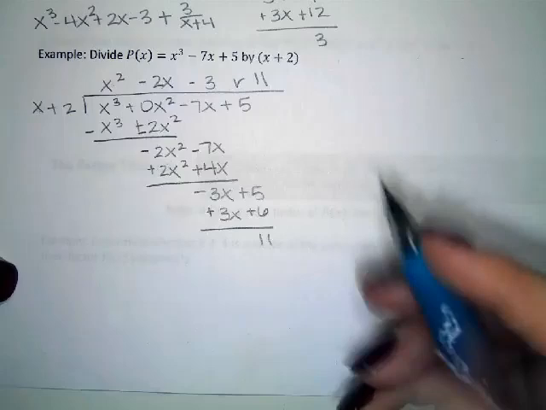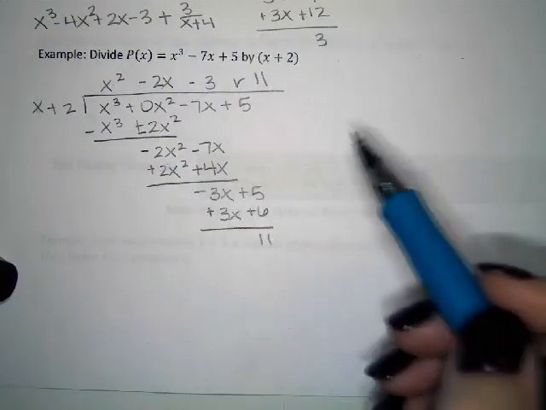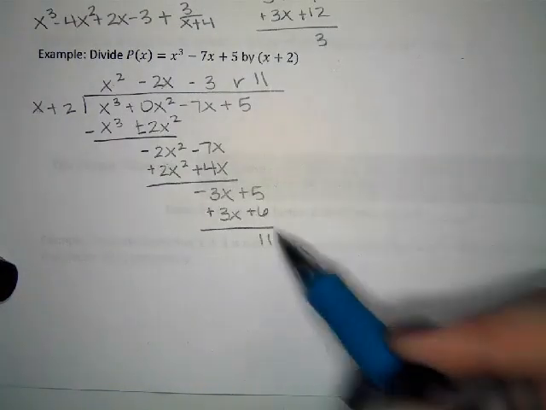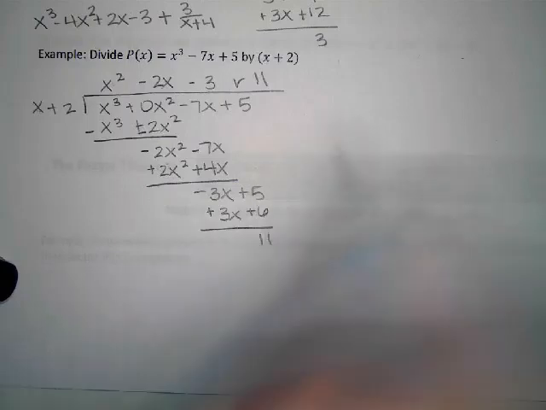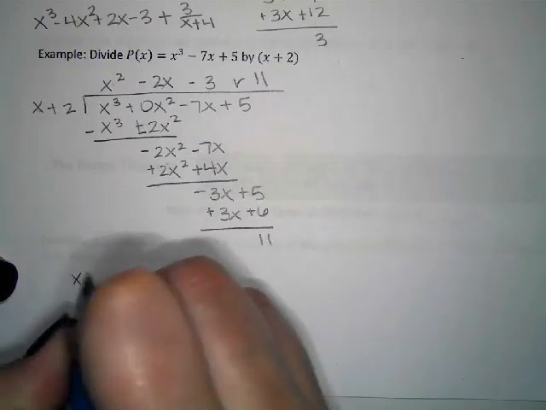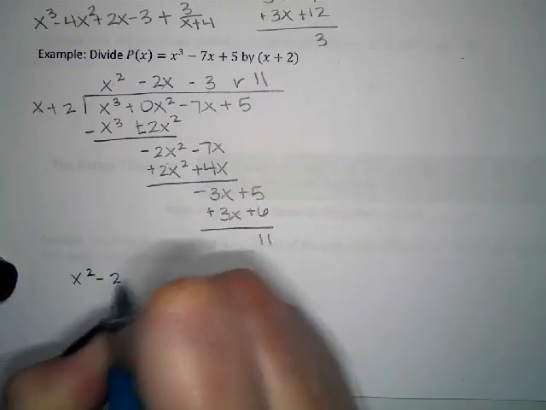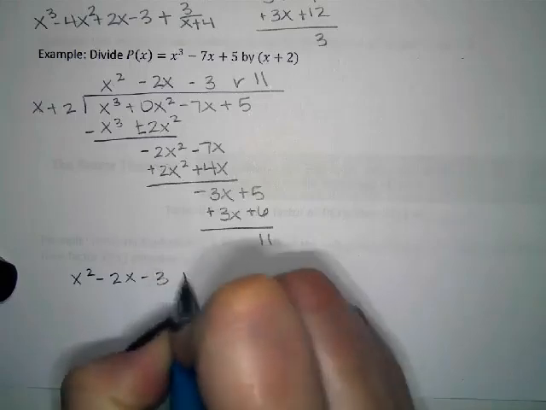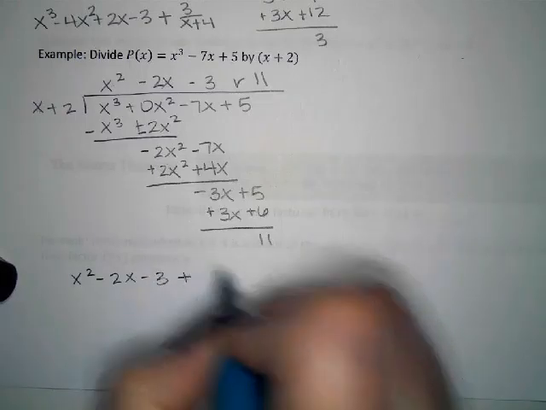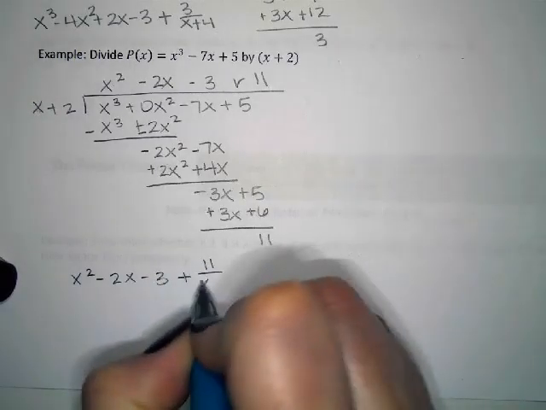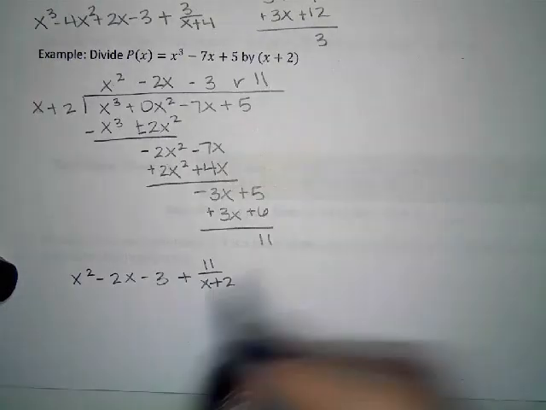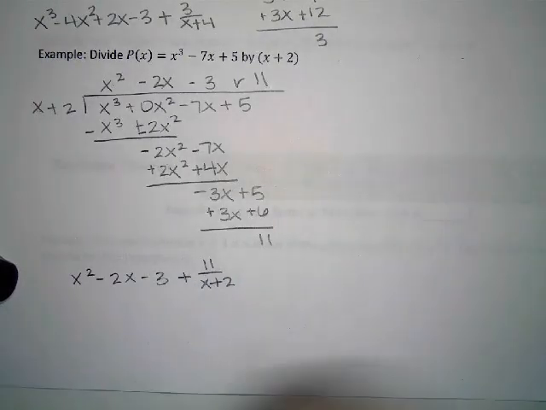So for all these problems, we happened to have a positive remainder, but it's possible that you could end up with a negative remainder. And the only way that would change your answer is that instead of writing plus the fraction at the end with the remainder, you would do minus if you had a negative remainder. So plus 11 because we have a positive 11 as our remainder.